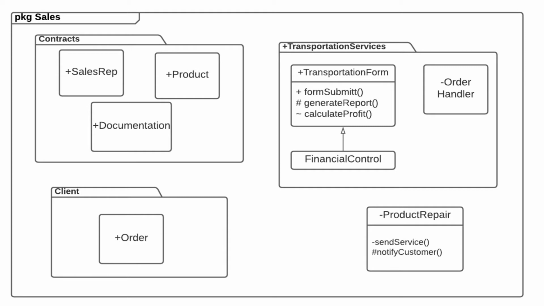As you can see, classes and operations have symbols preceding them. So we can distinguish four visibility kinds in UML. Public, represented by the plus symbol. Private, represented by minus. Protected, represented by a hashtag, and package, represented by tilde.